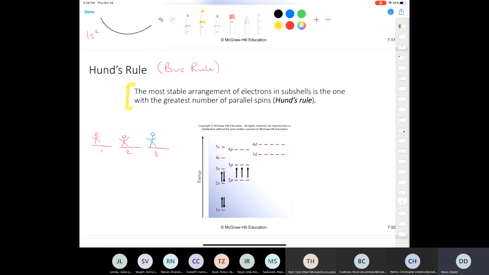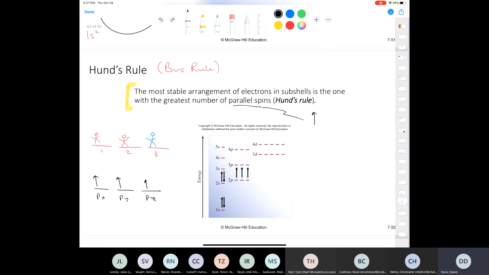Now, phrased another way, it says the most stable arrangement of electrons in subshells is the one with the greatest number of parallel spins. Now, what the heck does that mean? Well, instead of writing those seats, we'll write orbitals. We have 1 orbital, 2 orbitals, 3 orbitals. So imagine these are p orbitals: a px, a py, and a pz. Remember, I told you that an electron can have a positive spin or it can have a negative spin. Parallel spins mean the arrows are pointing in the same direction. So if I had 3 electrons, I wouldn't put any 2 electrons in the same orbital. I'd fill them all like this. This is the greatest number of parallel spins, where they're all spinning in the same direction.